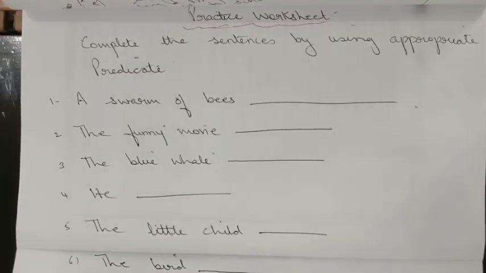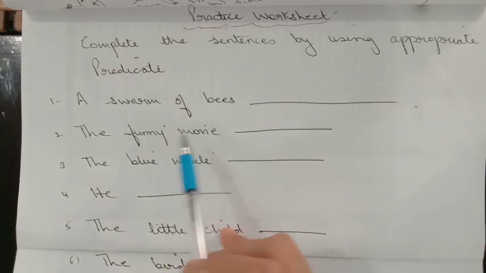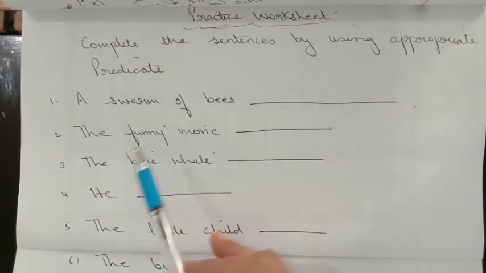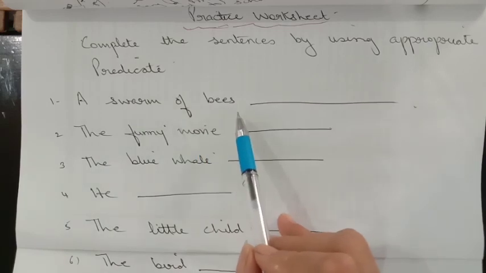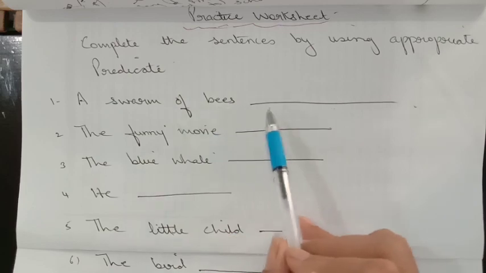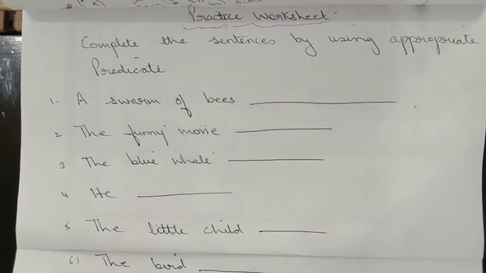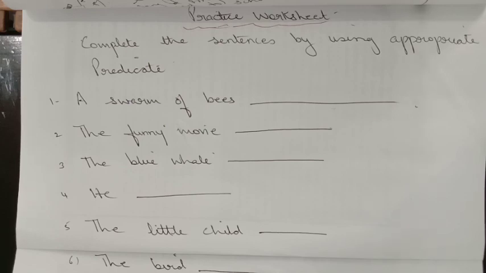Let's do the practice for this predicate. Complete the sentence by using an appropriate predicate. You have to fill the predicate here in the given sentence. A swarm of bees. Fill it up. A swarm of bees was buzzing around the flowers. You can say this thing. You can add the predicate: was buzzing around the flowers.